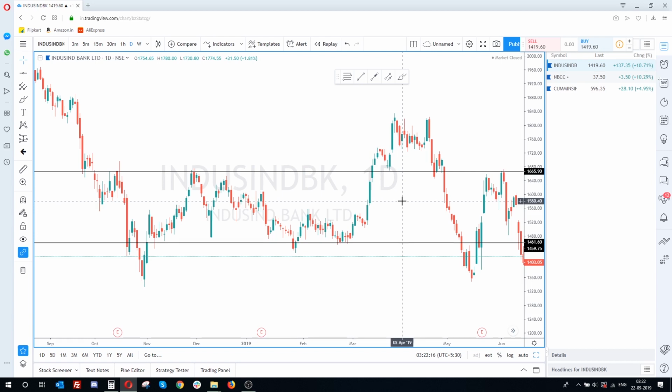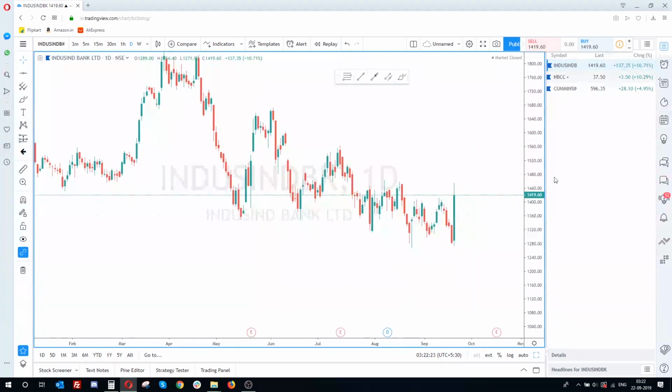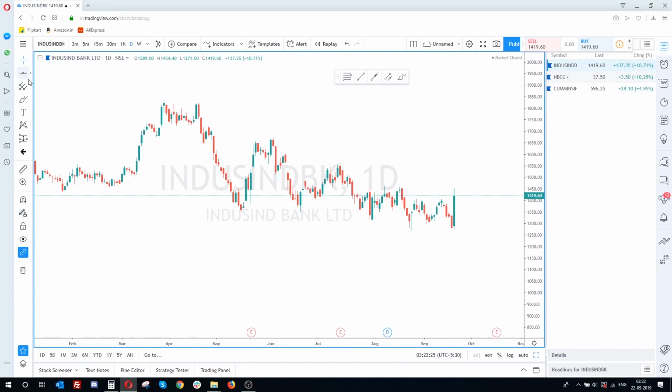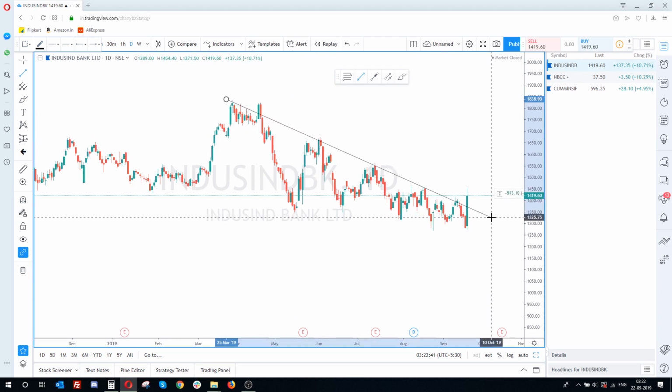So these patterns, they are everywhere. These are not cherry picked by me. The reason why I picked these is because they are very easy to explain to you. That is why I chose these stocks. So again, this is the triangle pattern.